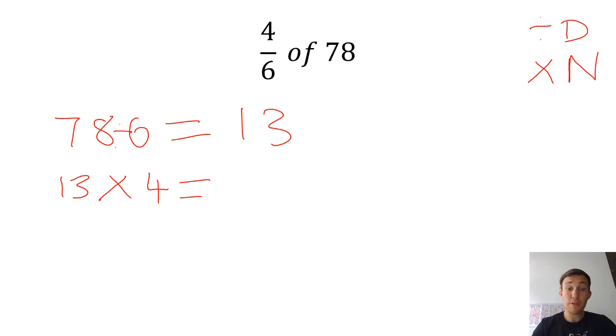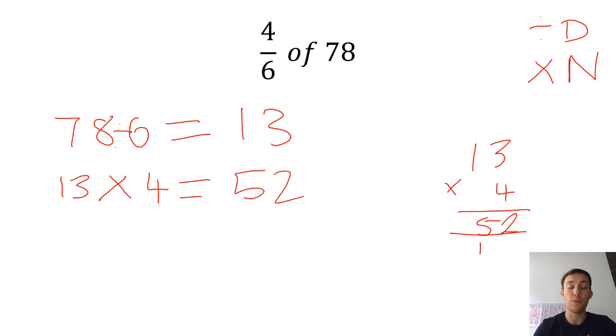Okay, some of you may be able to do this mentally, and that's absolutely fine, because you could use the double it and then double it again strategy, or you can use your written short multiplication if you're a little unsure. So I'm going to go for that strategy just to be really accurate. So 13 multiplied by 4, 3 times 4 is 12, 1 times 4 is 4, plus the 1 is 5. So therefore 13 multiplied by 4 is 52. So therefore 4/6 of 78 is 52.